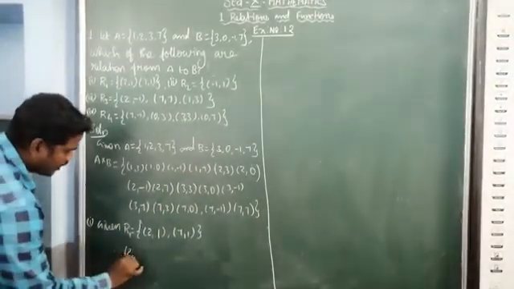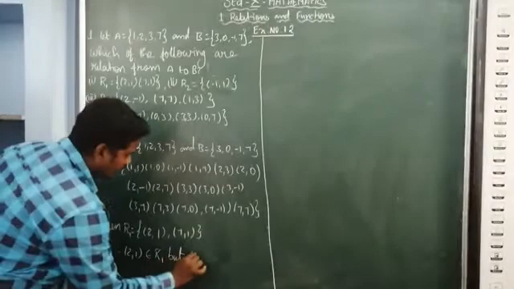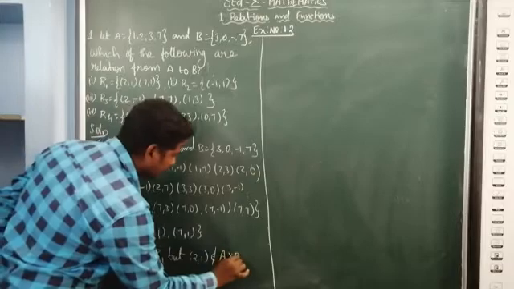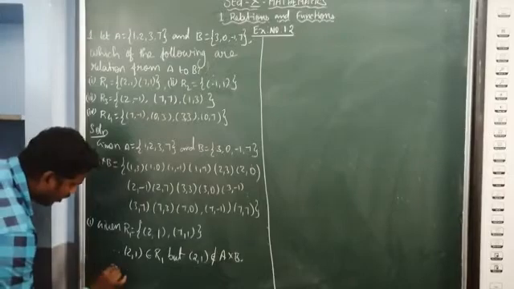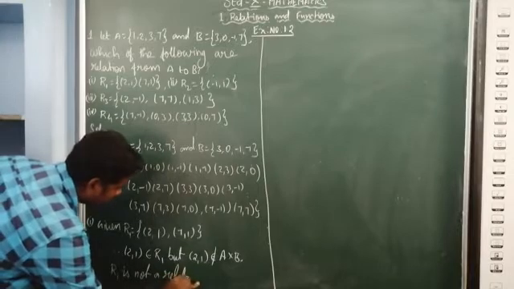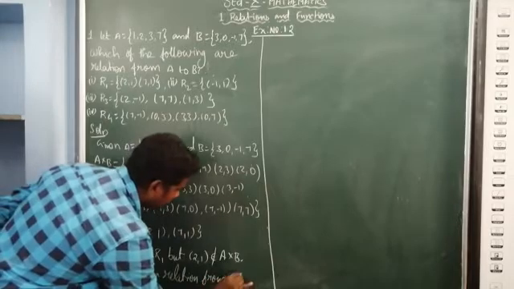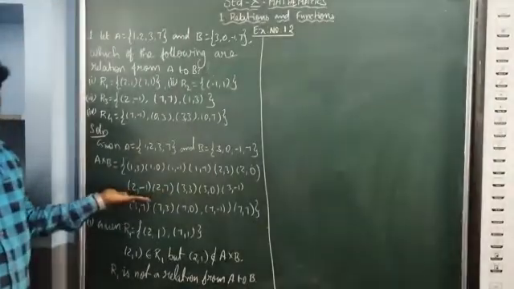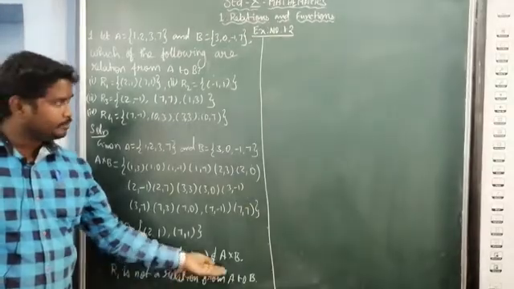Therefore, (2,1) belongs to R1 but (2,1) does not belong to A cross B. Since it does not belong to A cross B, R1 is not a relation from A to B. Why? Because this element is not in A cross B itself, therefore you have to write R1 is not a relation of A cross B.